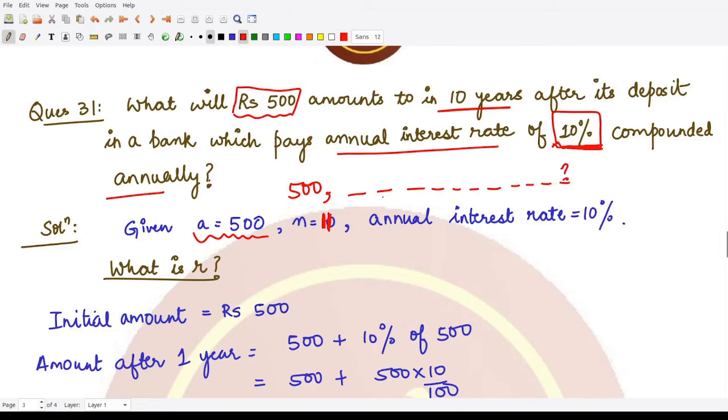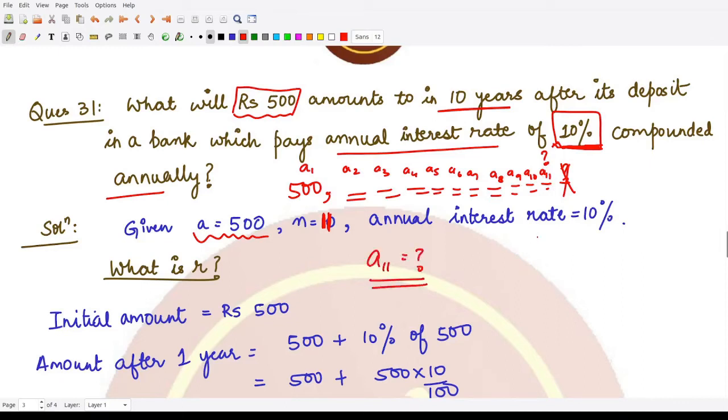So if this is A1, this is A2, this is A3, A4, A5, A6, A7, A8, A9, A10 and A11. Actually 1, 2, 3, 4, 5, 6, 7, 8, 9, 10. This I've made extra. Okay, so 10 years after it would be A11. So we need to determine what A11 is.